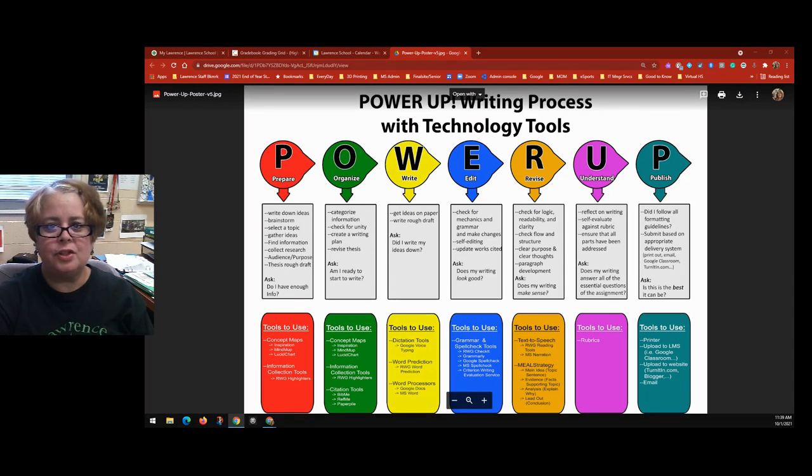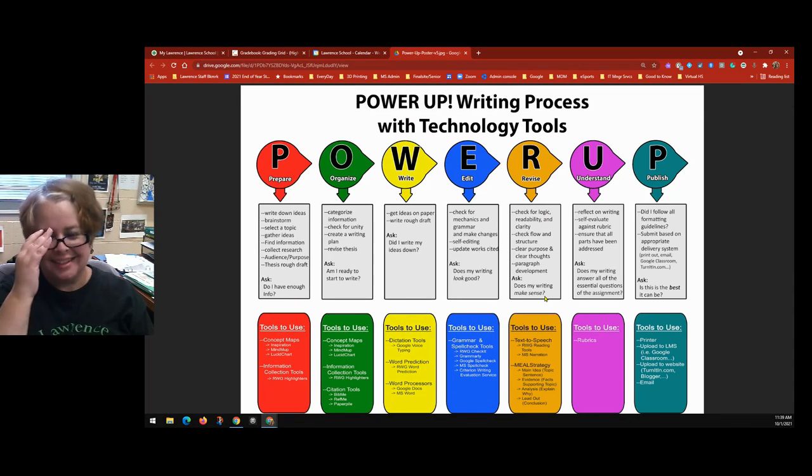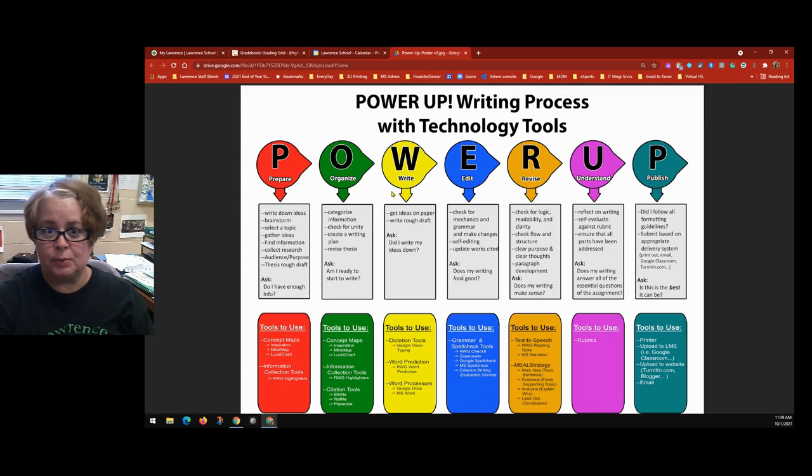Hello, today I'm going to talk to you about the Power Up writing process. The Power Up writing process was revised and created by Lawrence School teachers many years ago to come up with a plan for the writing process. What are the steps of the writing process?